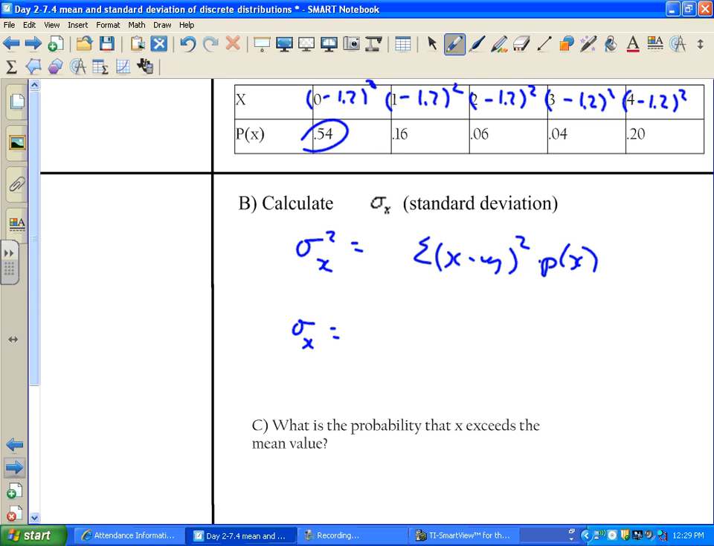Now, statistically, that's what's happening. Here's the deal that I want to see the connections in terms of mental thinking. Do you agree that's telling us how far away we are from average? 0 minus 1.2. That's how far away from average we are. And it's going to happen 54% of the time. So 54% of the time, I'm that far away. 16% of the time, I'm that far away. 6% of the time, I'm that far away. And 4% of the time, I'm that far away. And 20% of the time, I'm that far away.